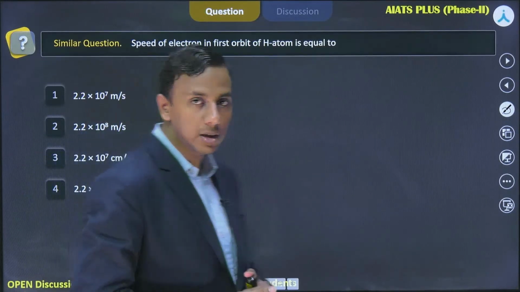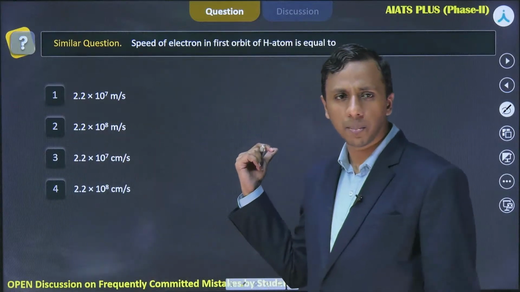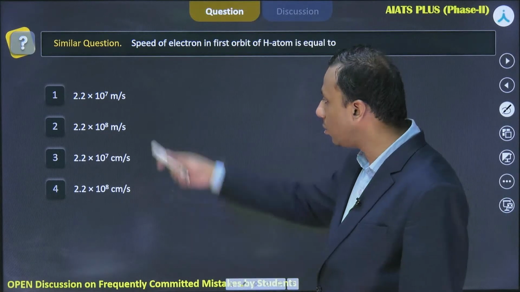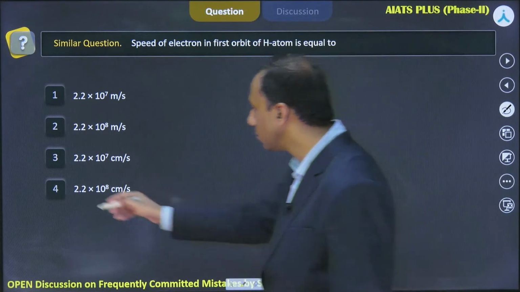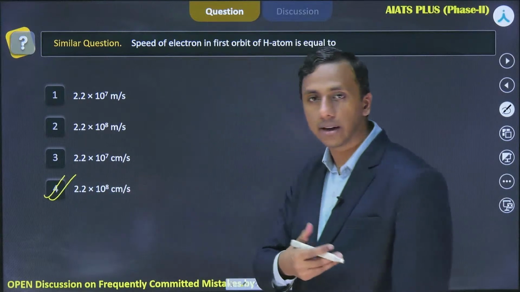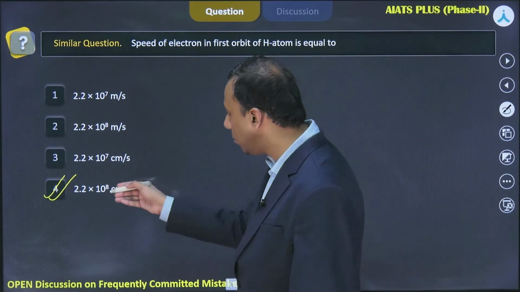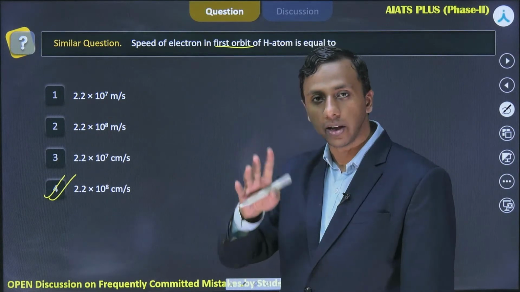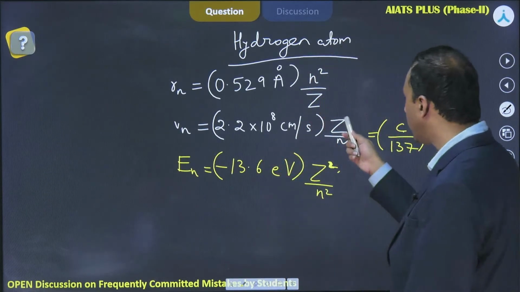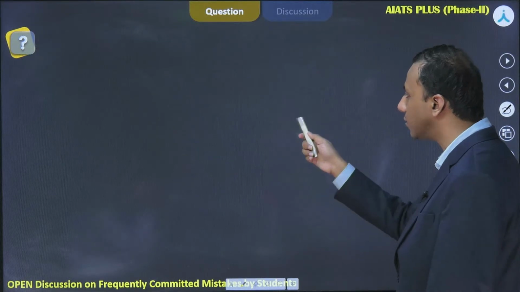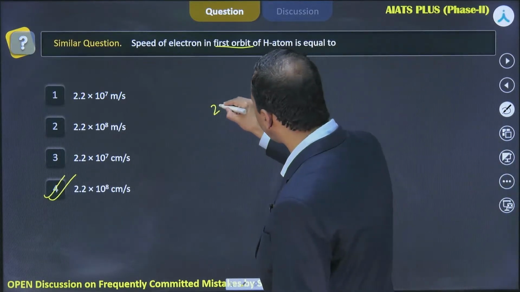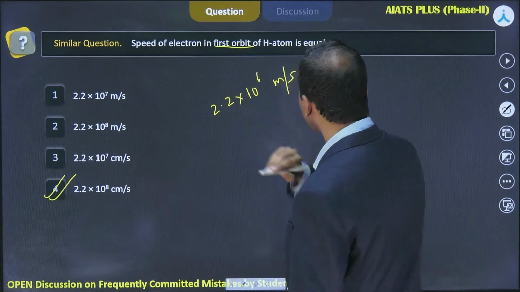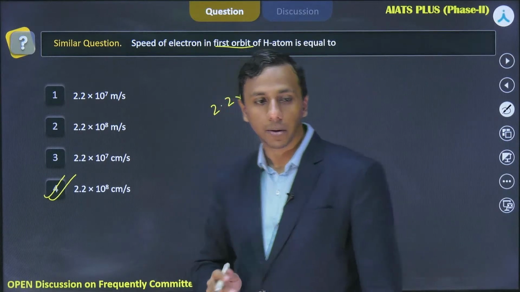Now see this question, velocity. It's also pretty simple, right? We just now wrote the expression, isn't it? Vn is equal to, what would be the correct answer? This one? This was directly written from there. And if we want in meter per second, and remember for first orbit means n equal to 1, z equal to 1. Okay? In this one, z equal to 1, n equal to 1, this would be the answer. And you can also remember it like this, 2.2 into 10 to the power 6 meter per second. All right?